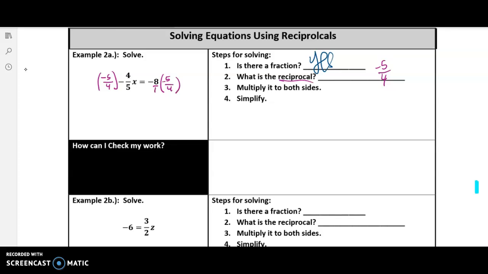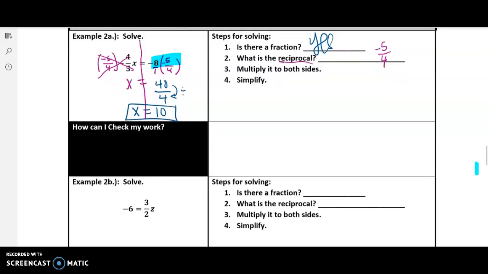I always put a 1 underneath my whole number. That way I know what I'm multiplying when I multiply straight across. And so these cancel everything on this side. I forgot to draw my line. So we have x equals, and then you just multiply straight across. So 8 times 5 is going to give us 40, and it's going to be positive because 2 negatives equals a positive, divided by 4. So 40 divided by 4 is just 10. So our answer is just 10.